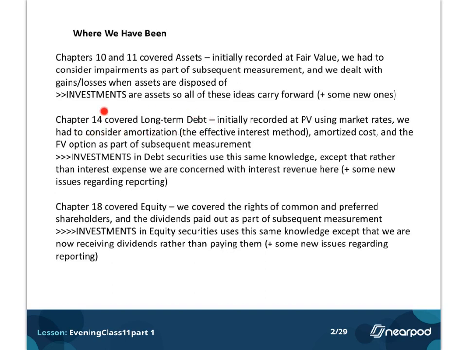We also have already covered chapter 14, which is our chapter on long-term debt. In chapter 14, we learned about initially recording debt at the present value using the market rate. We had to consider amortization with the effective interest method. We looked at the amortized cost and the fair value option as part of subsequent measurement.